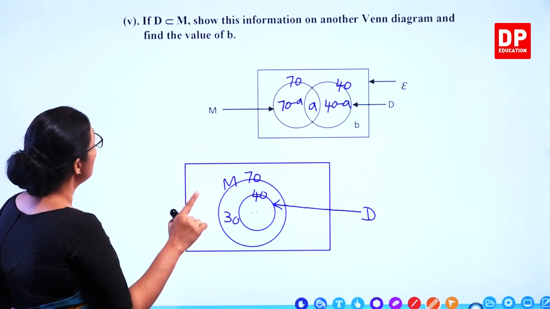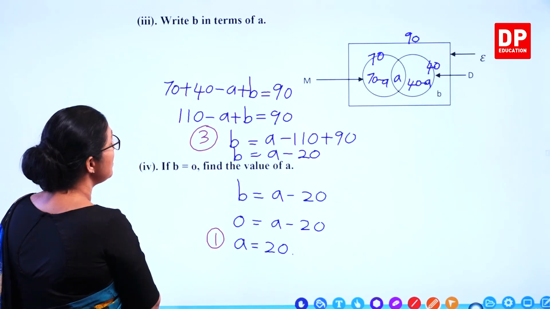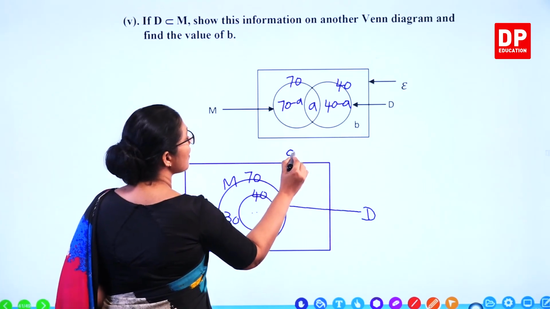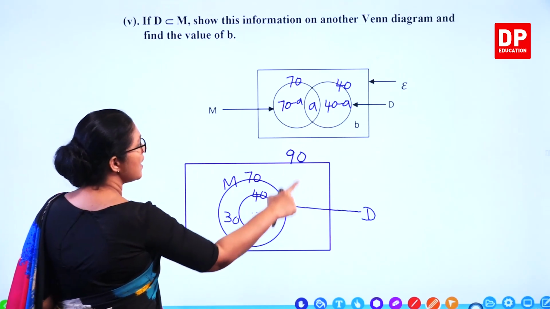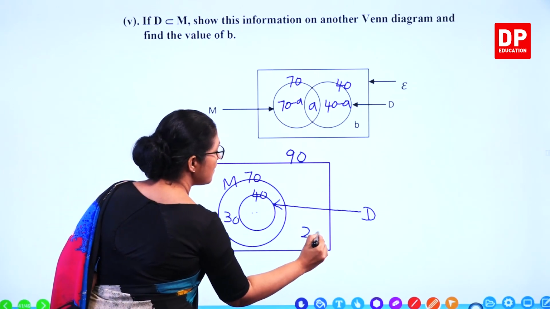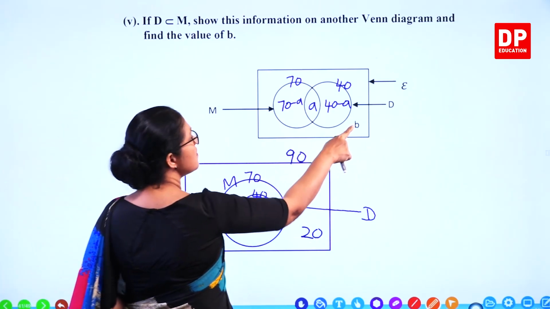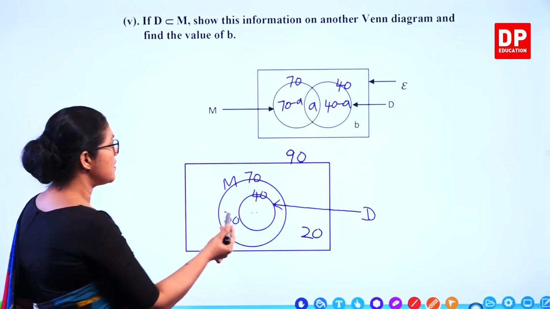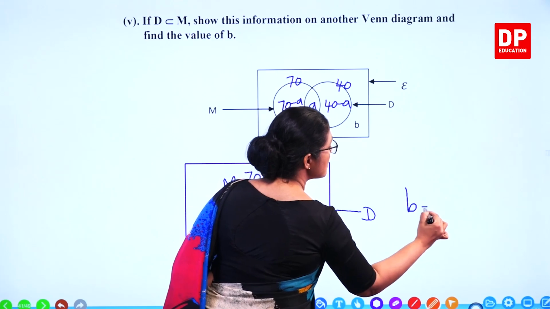Altogether, how many? Altogether 90. This is 90. So what's outside? 90 minus 70, that's 20. So 20 is the B value. So they're asking what's the B value if this is the diagram. So B equals 20.